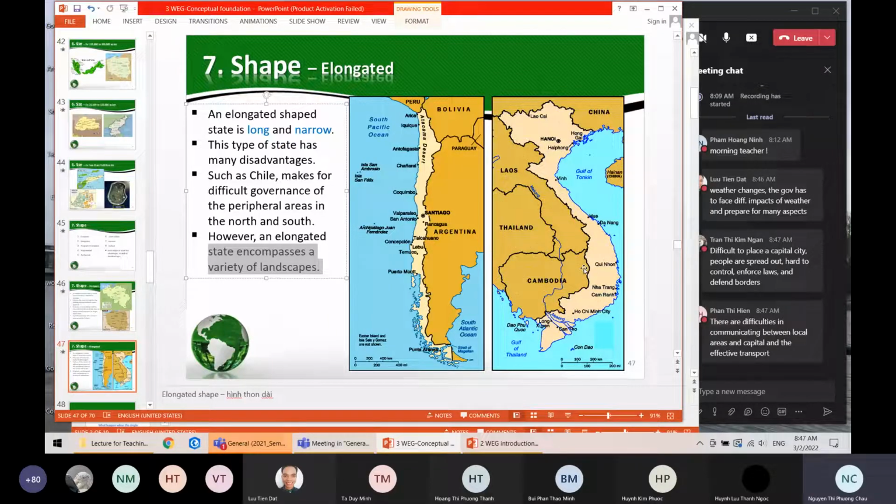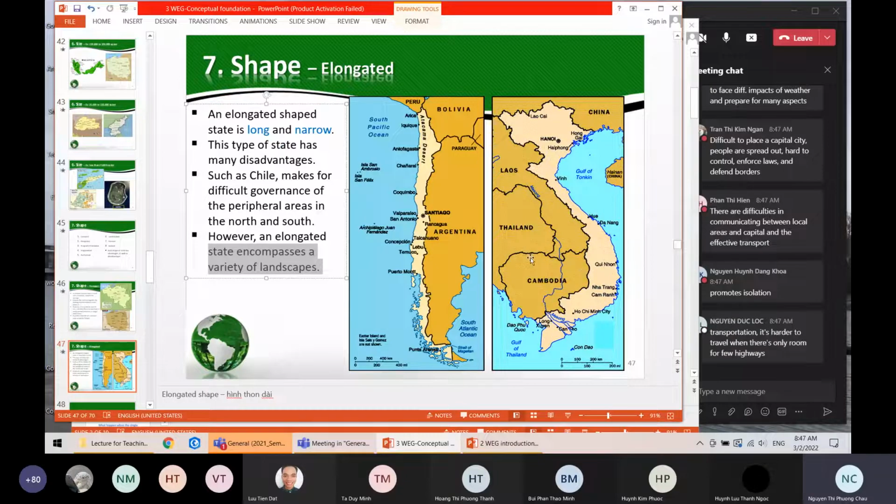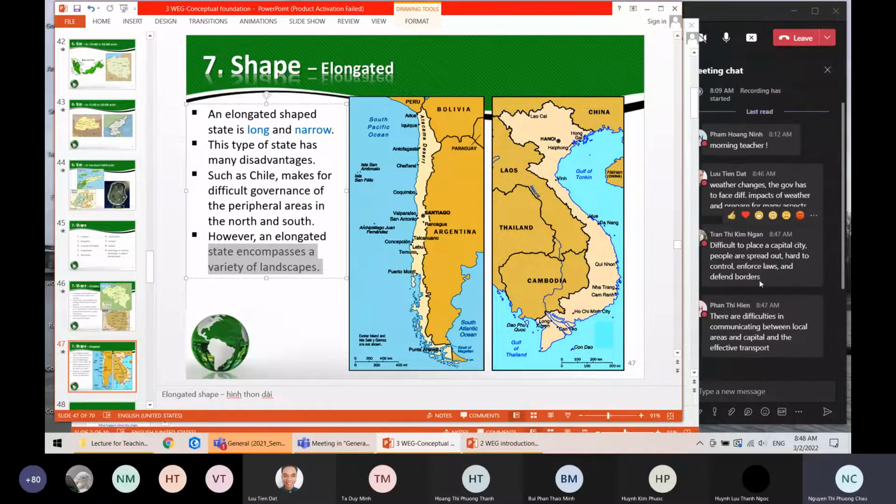But how can we understand? First, Kim Ngân mentioned about far from capital. Far from capital, that means the slide tells us the government has difficulty managing a whole nation, because the area is far from the central government. That means the government cannot support well for people in the far distance. That's the problem. And Kim Ngân mentioned about hard to control, enforce law, and defense border.